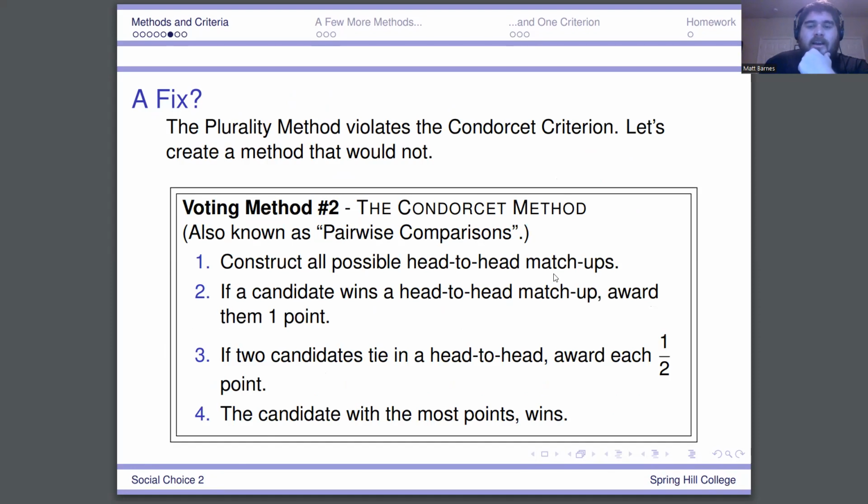We're going to construct all of our head-to-head matchups, just like we did. If we have A, B, C, and D, we'll do A versus B, A versus C, A versus D, and then you'll do B versus C, B versus D, and then C versus D. There's going to be a lot of things to keep track of, so I'd recommend writing them all out, because it can be a lot to keep track of in your mind. So we're going to construct all of these, and then we're going to see who wins each one. If a candidate wins a head-to-head matchup, they get 1 point. If there's a tie, we'll give them each half a point. And then at the end, most points wins.